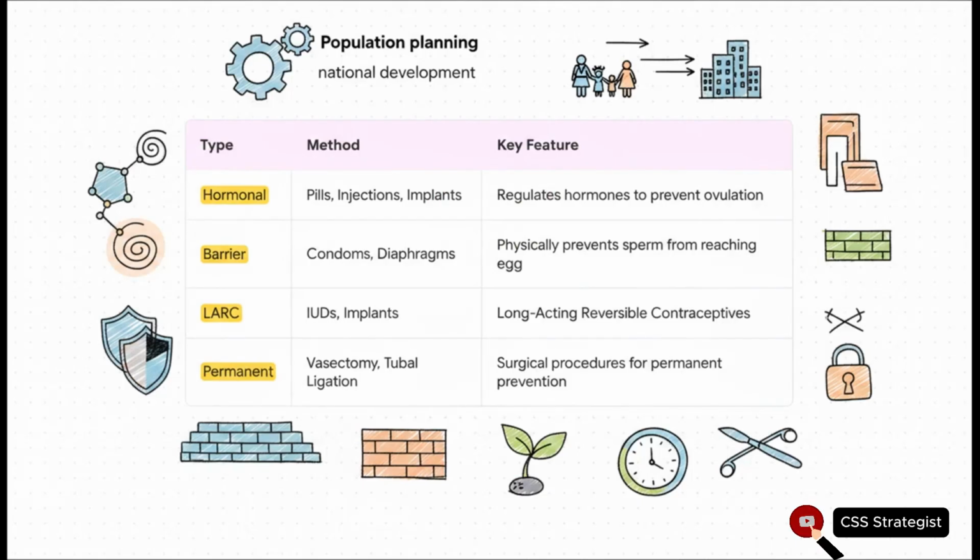Now, what's great about this table is how it breaks down the family planning toolbox. An examiner could easily ask you to classify these methods. So you've got your hormonal methods, barrier methods, then you have LARCs, that's long-acting, reversible contraceptives, for long-term but not permanent solutions, and finally, permanent surgical options. This is a perfect slide to screenshot for revision.